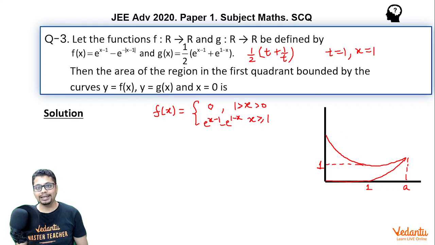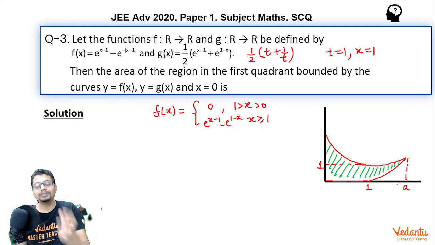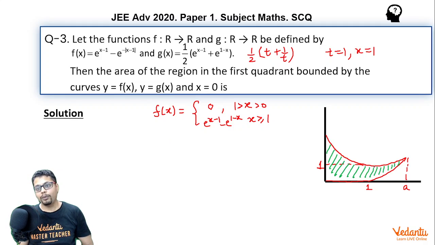Now what area do we want? We want this area, the area bounded by y = g(x), y = f(x) and x = 0, which is the y-axis, in the first quadrant. So to find this, we first need to find what this a is. a is the x coordinate of the point of intersection of the graphs y = f(x) and y = g(x).